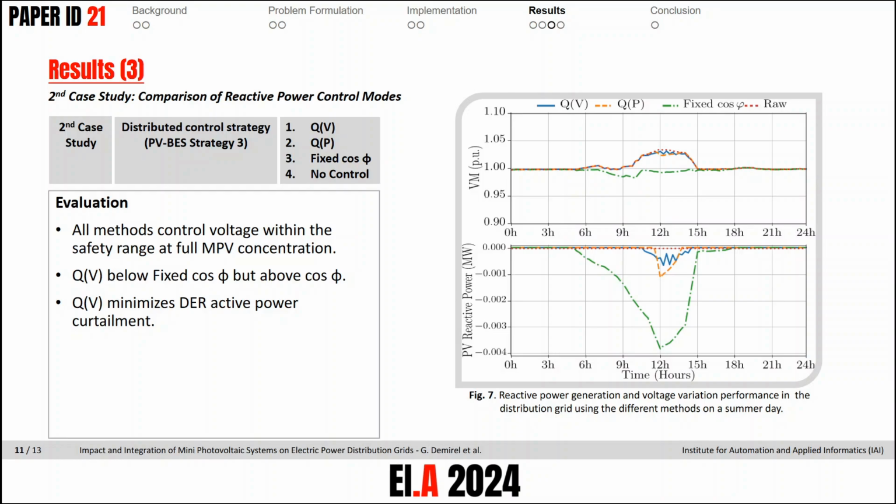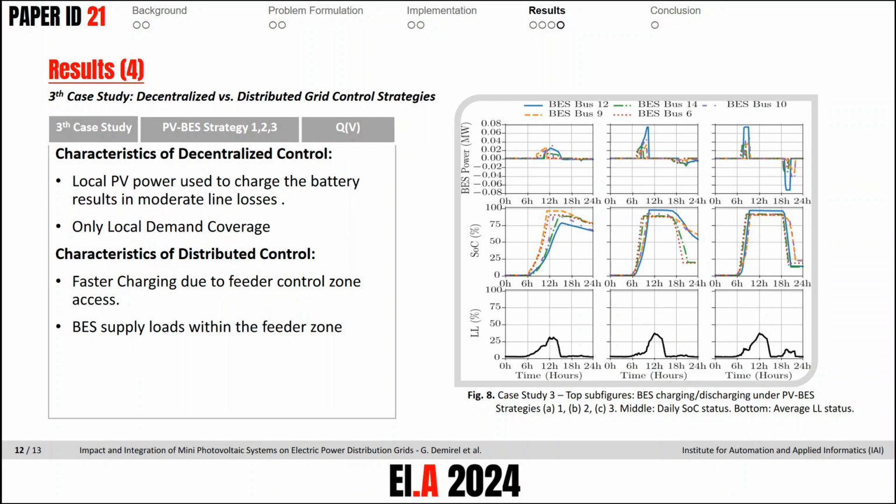Our results show that all methods maintain the voltage within the safety range even at 100% MPV concentration. The average voltage magnitude for Q of V is below that of the fixed cosinus phi, but above that of the cosinus phi. In the third case study, we evaluate decentralized and distributed grid control strategies using Q of V as the reactive power control mode for all combinations.